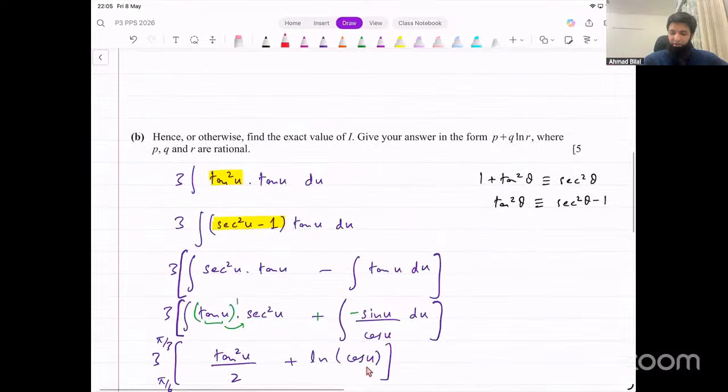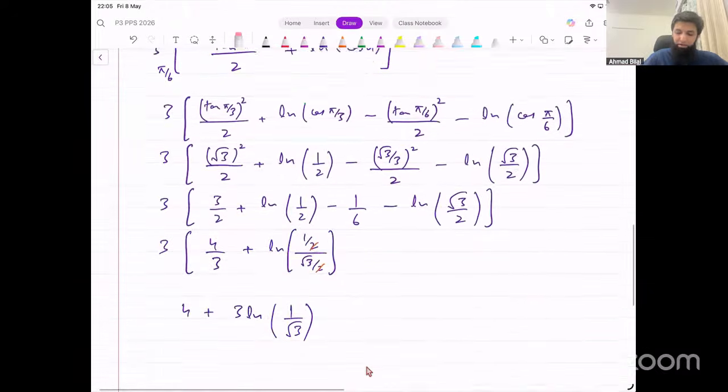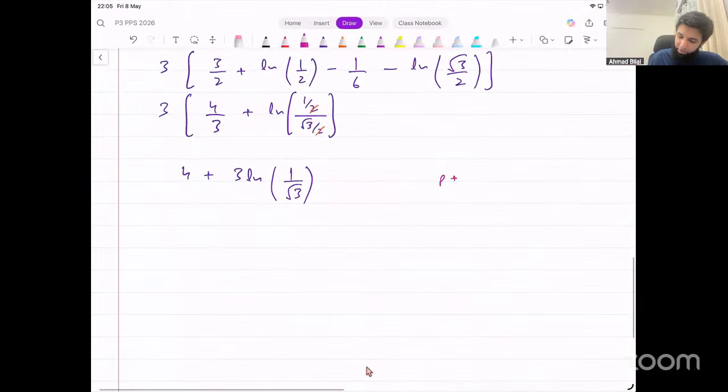They told us your answer should be in this form, P plus Q ln R, and P, Q, and R are supposed to be rational. Rational numbers could be integers, they could be fractions. But you can't have square roots, right? Square roots are not rational. You know that from O levels, IGCSE as well. This is not rational. Okay, so we can't leave it like this.